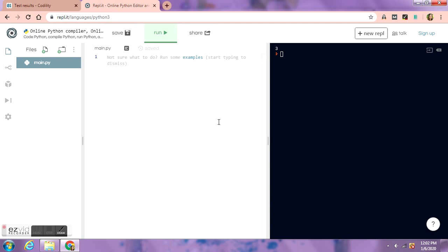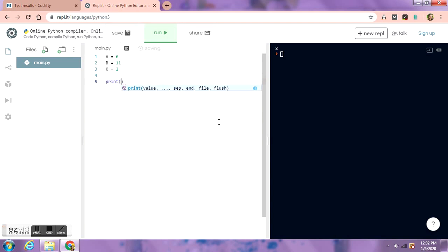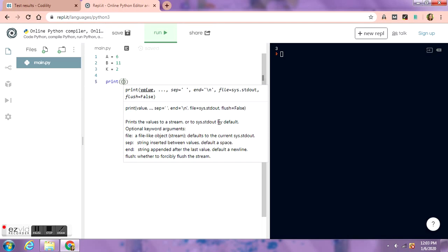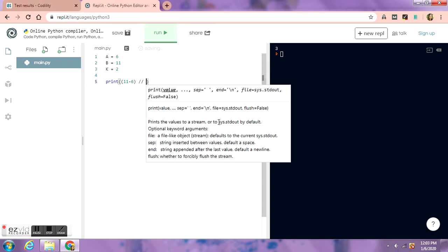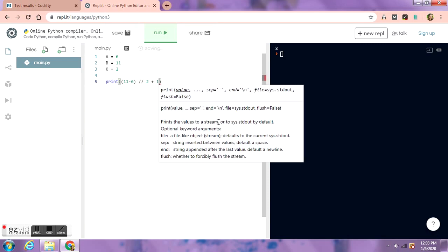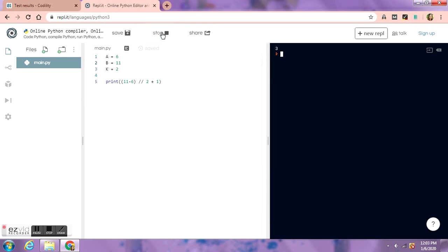Since we had the wrong time complexity, and we need to look at this from a mathematical perspective, I'm going to go on my online IDE for Python here and type this out. A equals 6, B equals 11, K equals 2. And I really want to figure this out in my mind mathematically, how this can work. 11 minus 6 floor divided by 2 plus 1 is going to give me the right answer, which is 3. The 11 minus 6 floor divided by 2 happens first, and then the 1 gets added last.